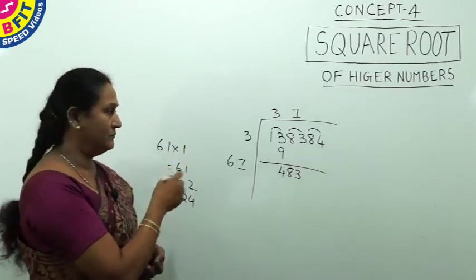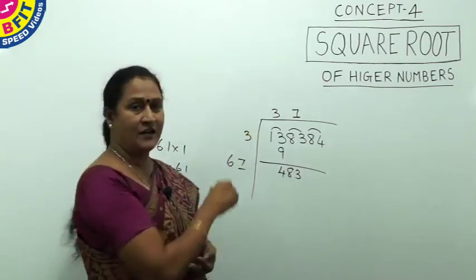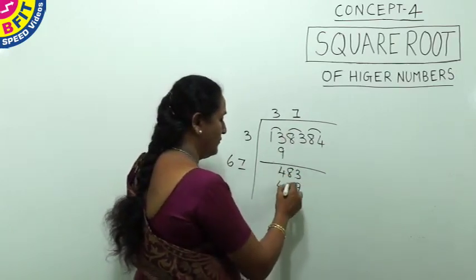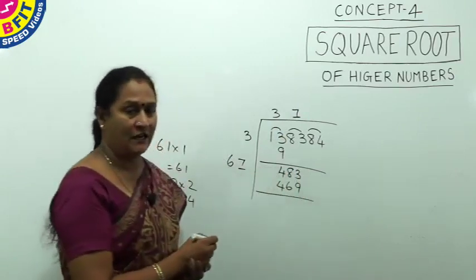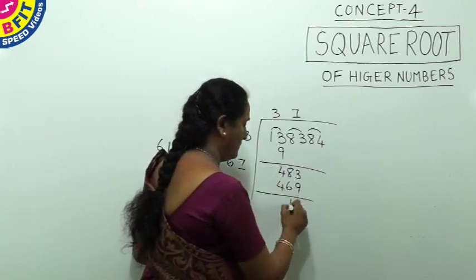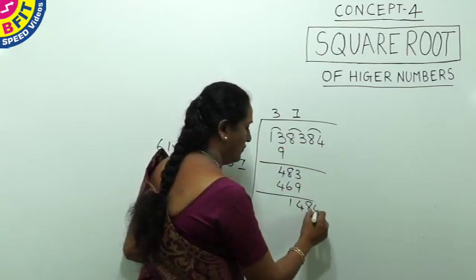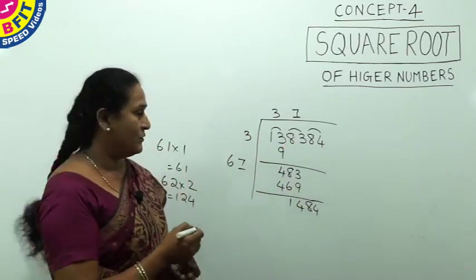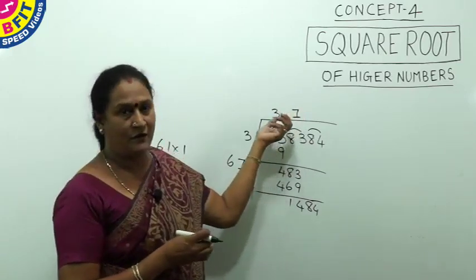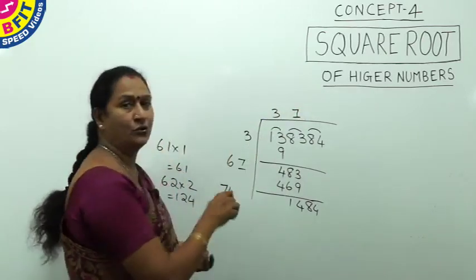What is the product of 7 and 67? 7 sevens are 49, carry 4, and 7 sixes are 42, plus 4 balance. So we have 469. Subtract 469 from 483. So it is 14. Bring the next pair down: 84. For the third step of working, when you have a higher number of digits, at each step you double the number whatever you have. So here it is 37. Right here, 37 into 2 is 74.